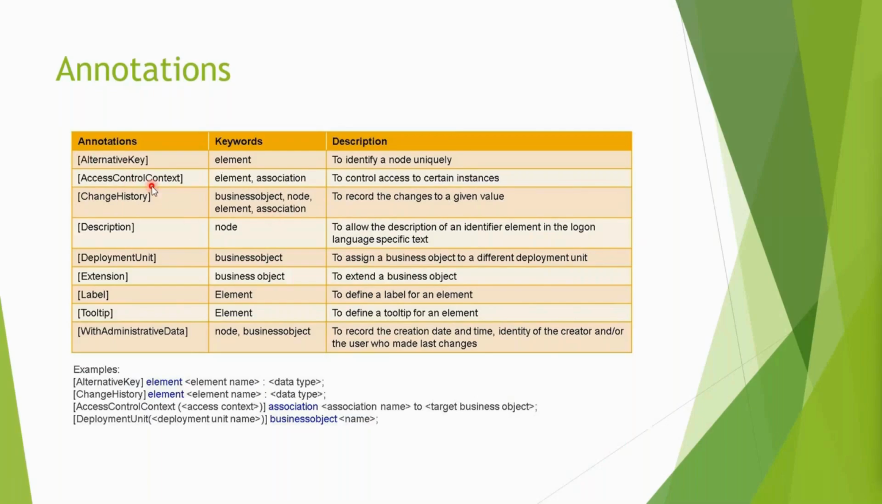Okay, so this access control context, we can give at the element and association level. This is related to access to that field. Like in the UI, we have business roles with access restrictions, based on sales or territory, for example. If you want to define that, we can use this access control context for the custom elements. Then this is change history. This can be assigned to a business object node, element or association. Let me show it to you.